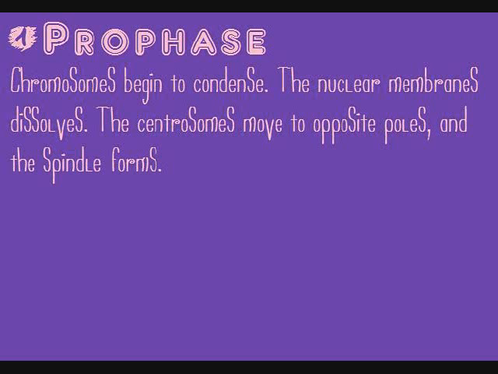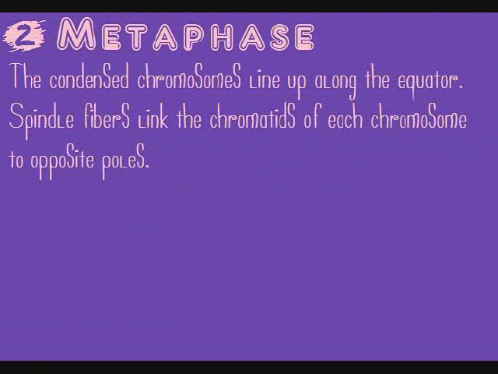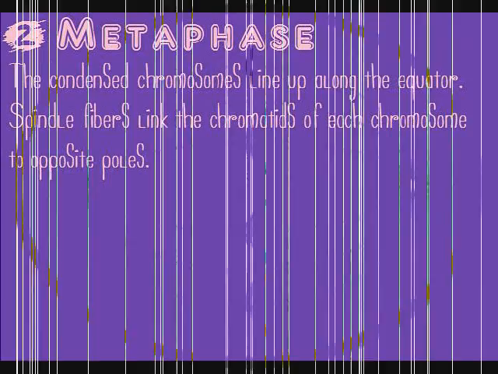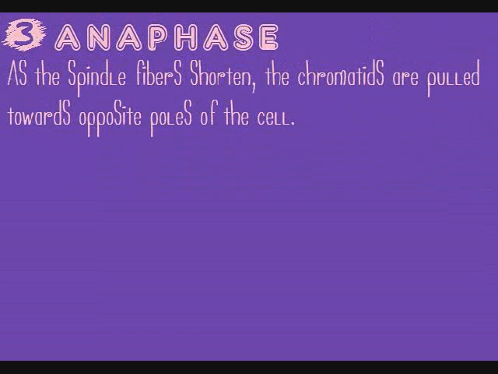Prophase. Chromosomes begin to condense. The nuclear membrane dissolves. The centrosomes move to opposite poles, and the spindle forms. Metaphase. The condensed chromosomes line up along the equator. Spindle fibers link the chromatids of each chromosome to opposite poles. Anaphase. As the spindle fibers shorten, the chromatids are pulled towards opposite poles of the cell.